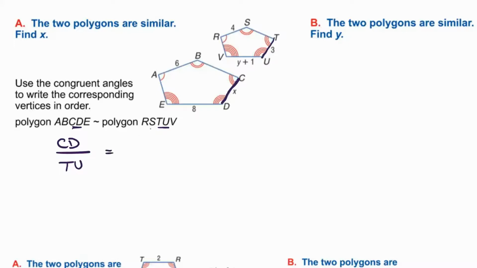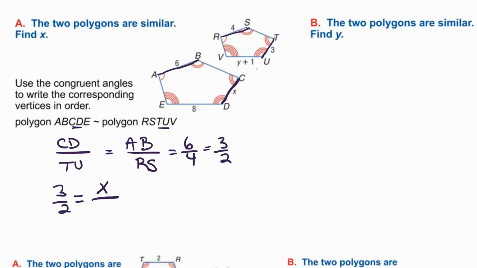Now I need to look for two corresponding sides that have lengths on them so I can set up the scale factor. So if I look at this, AB corresponds with RS. So AB over RS. So the scale factor here would be 6 over 4, which reduces to 3 over 2. So 3 over 2, the scale factor, would equal CD, which is X, over TU, which is 3.